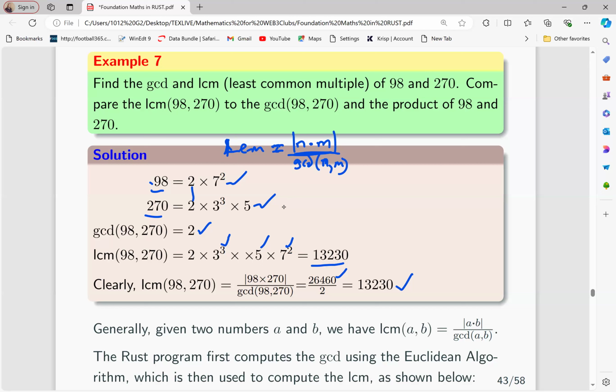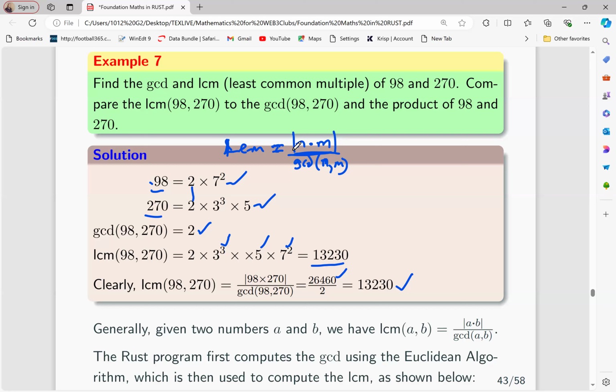So we want to write a code. The code to do this again would do the same thing. For it to get the LCM, first it must get the GCD, then it must get the product of the 2 numbers, then it must get the quotient. The product divided by the GCD gives us the LCM.